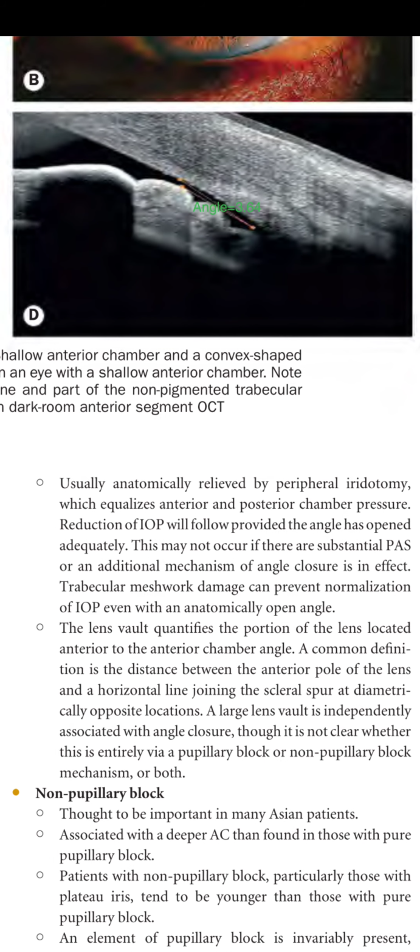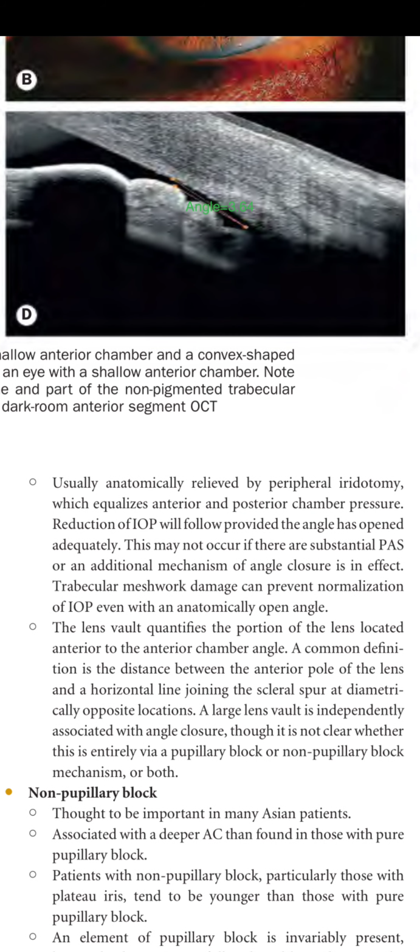This may not occur if there is substantial peripheral anterior synechiae or an additional mechanism of angle closure is in effect. Trabecular meshwork damage can prevent normalization of IOP even with an anatomically open angle.